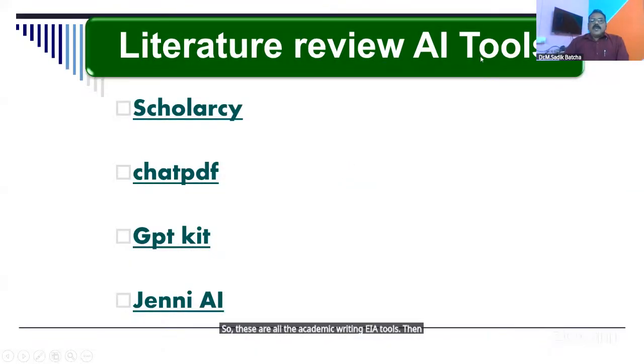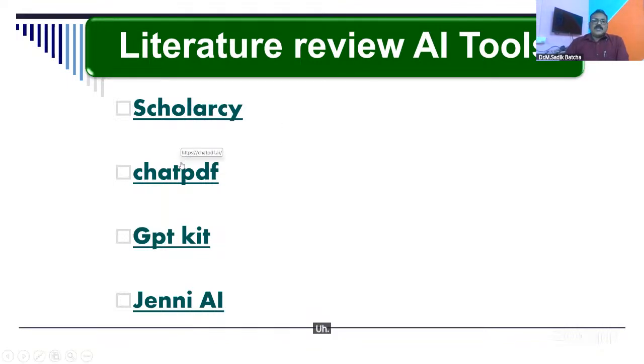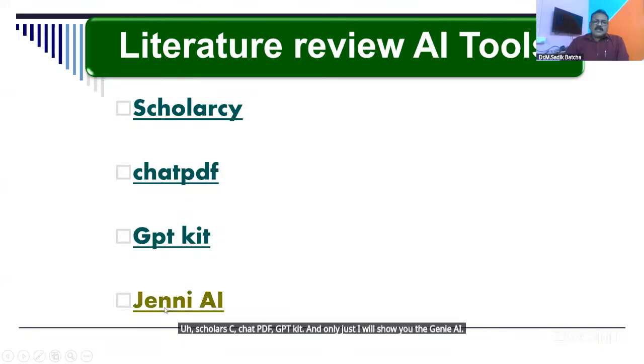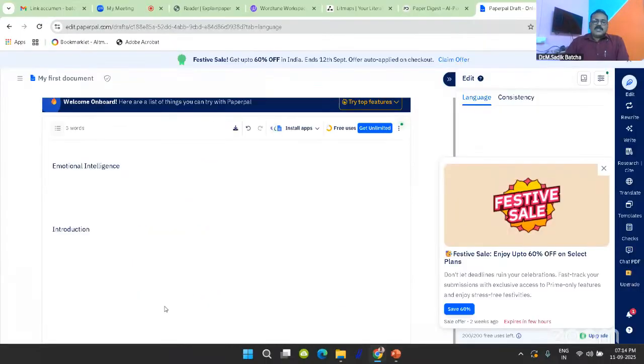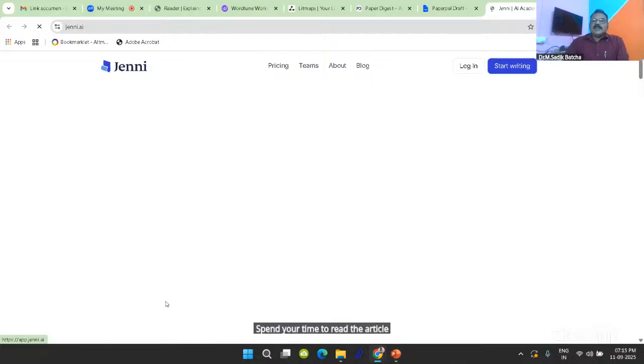Then, literature review AI tools. A few other tools are there: Scholarcy, just note down, because we don't have time to go through all of them. Scholarcy, Chat PDF, GPT Kit, and just one I will show you, Jenny AI. Jenny AI is another powerful AI tool which will help you write a full article in a fraction of a second. The only thing you have to spend your time on is reading the content that Jenny gives.